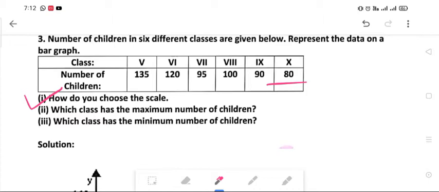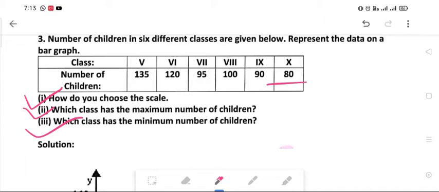As in the previous question you have seen, where we have taken 1 centimeter equal to 100 people, or 1 centimeter represents 1000 kilometers. In this way we shall also take the scale in this question. The second question says, which class has the maximum number of children? From the data it is clear that the maximum children are in class 6. Next, which class has the minimum number of children? The data shows that class 10 has the least number of students, that is 80.